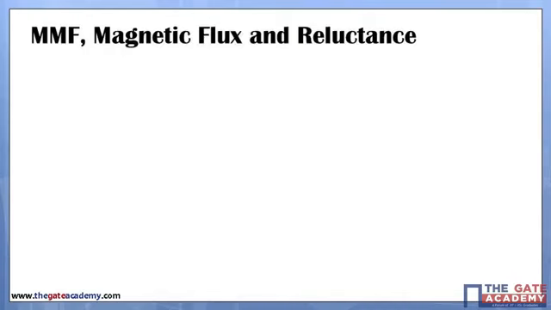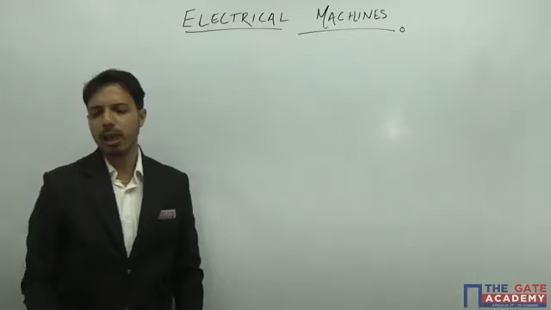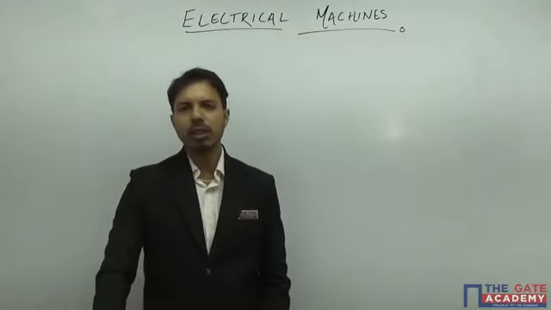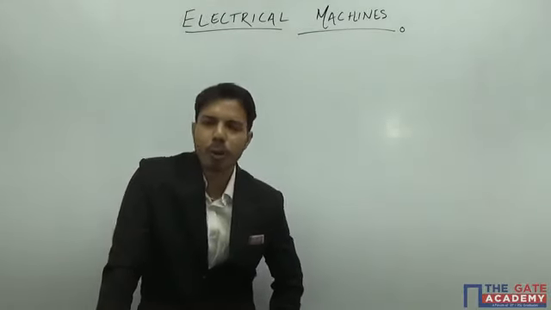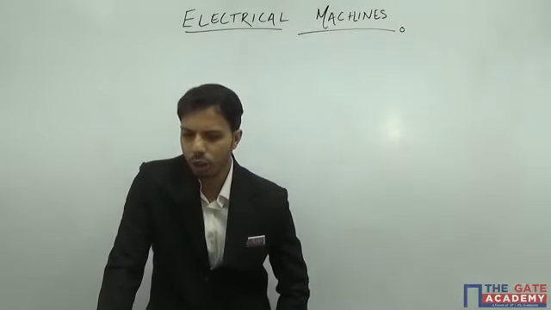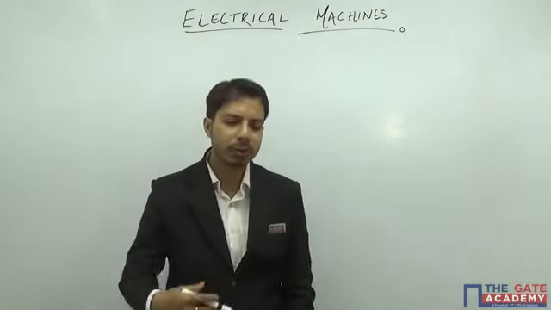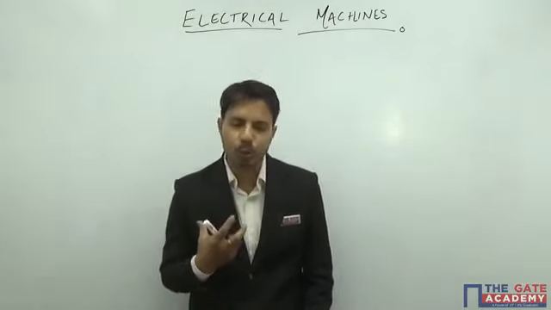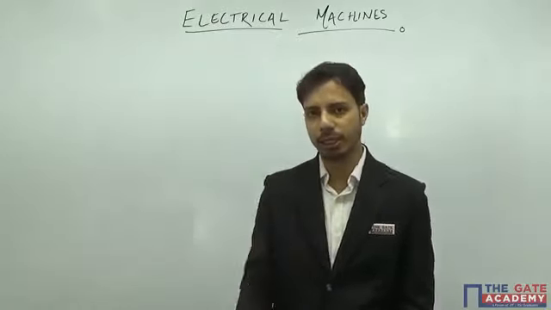The next terms which I would discuss are MMF, magnetic flux, and reluctance, as you see in your PPT. So first of all, let us see what is MMF. MMF means magnetomotive force. Now what is this force? It is the property of certain substance, or a phenomenon, that gives rise to magnetic field. In other words, due to this magnetomotive force, the magnetic field is generated.